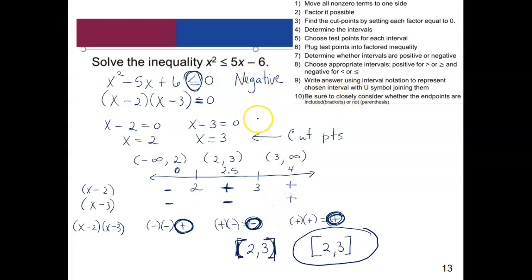So those are the steps that you go through. Hopefully you kind of see the flow of it after we get started with it. It's not difficult. And like I said, it is a concept that's used a lot in calculus. So understanding these cut points and test points and how it affects the intervals is very, very important.